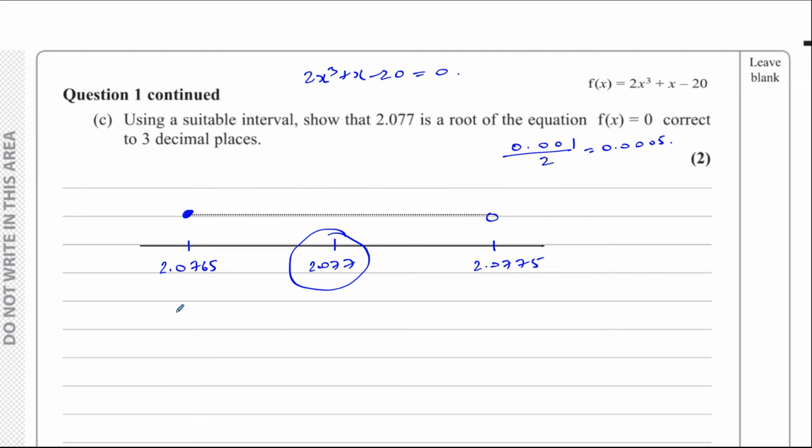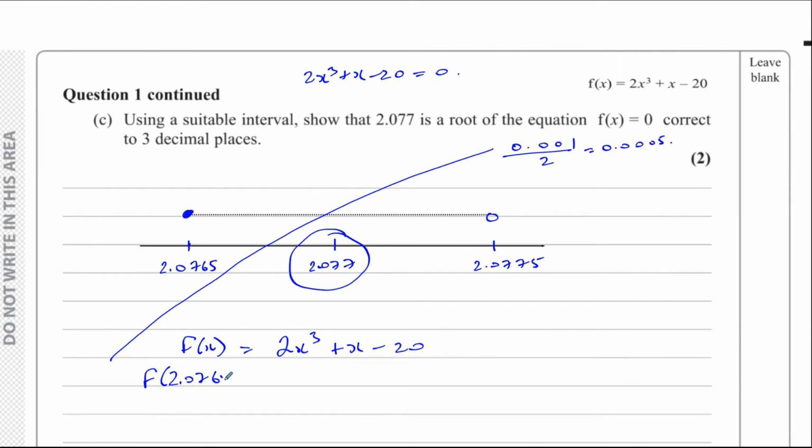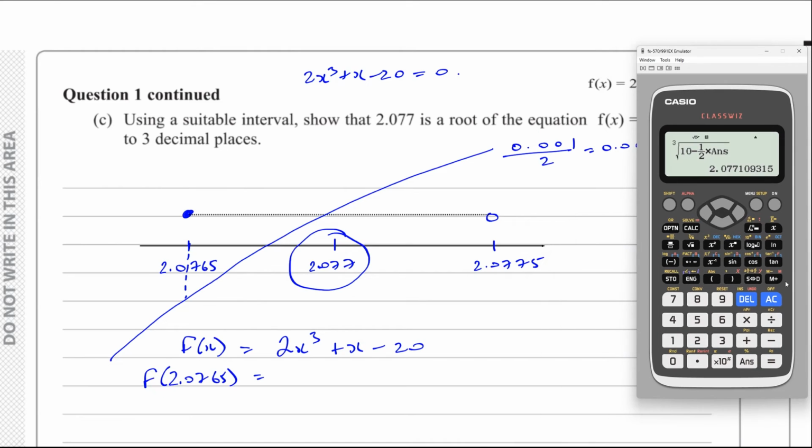So basically, what we're going to do is, just supposing the curve goes like this. Just so in this area it goes like this. Okay. Then when I put this value into this equation, when I say f of x is equal to 2x cubed plus x minus 20, if I put f of 2.0765 into here, it's going to give me a value down here. Let's see if it's the other way around. I'll check if it's going to be positive or negative.